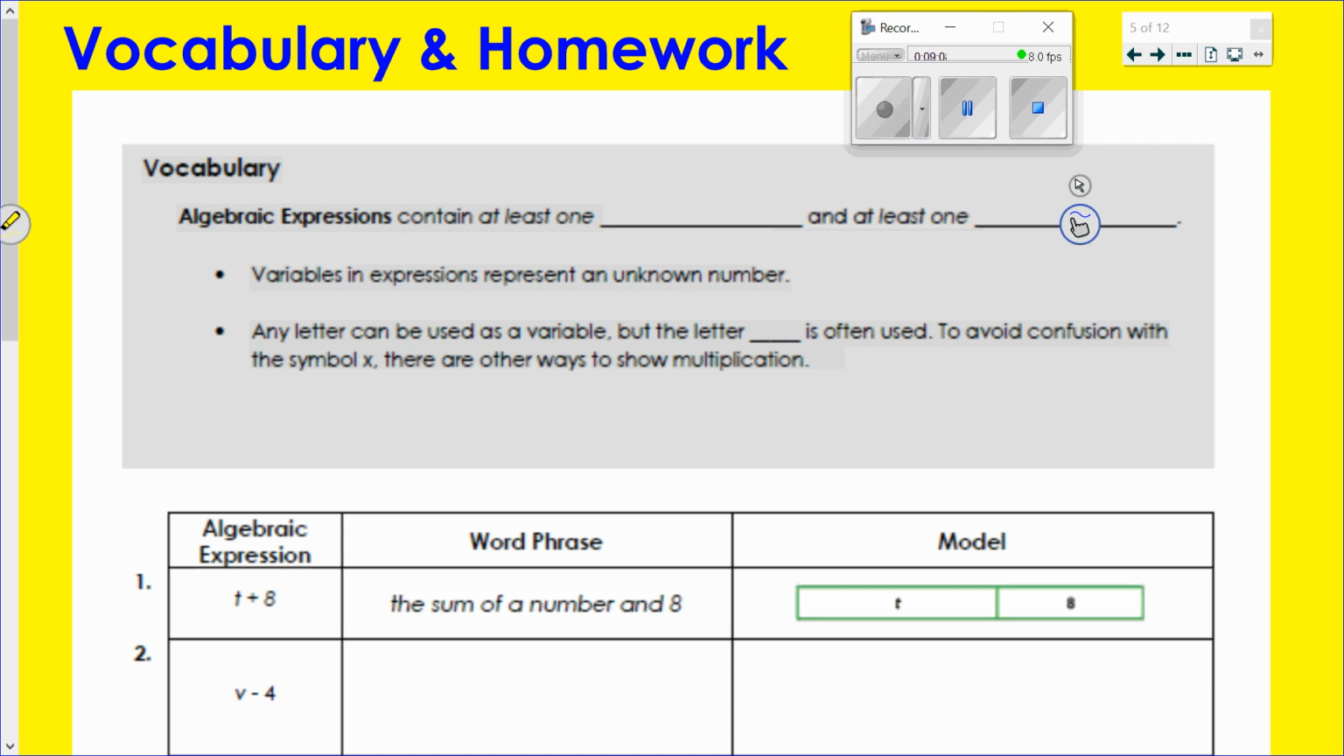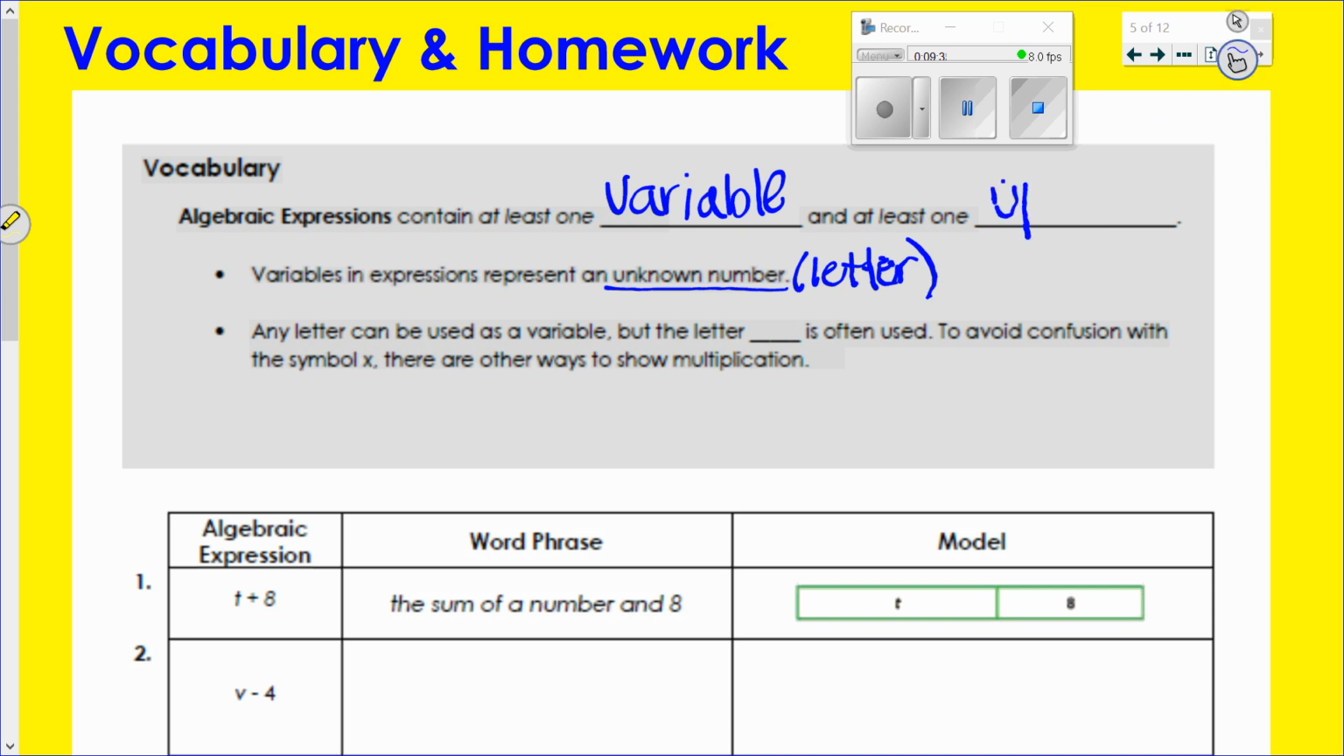So we have just successfully written algebraic expressions. If you notice, every expression had 2 things in common. Number 1, they all contained at least one variable. And remember, if you forgot, the variable represents the unknown number. It's the letter. So they all had at least one letter. And they all had at least one operation. Sorry about this board, y'all. So one variable and one operation. Remember, operation is addition, subtraction, multiplication, or division.